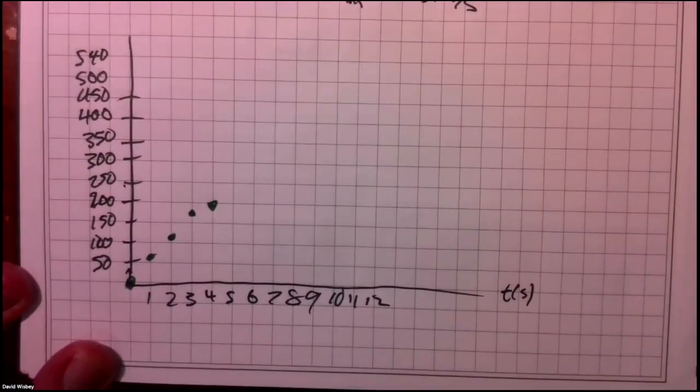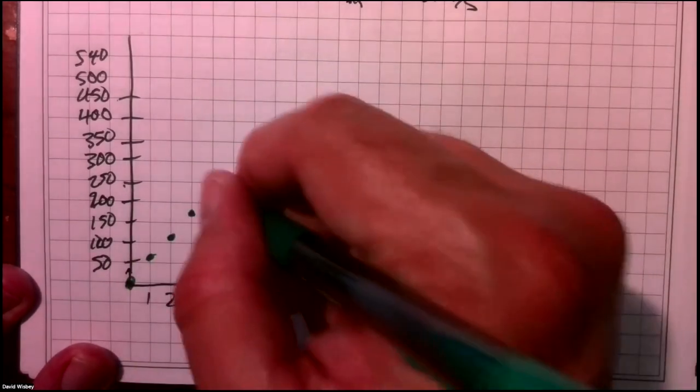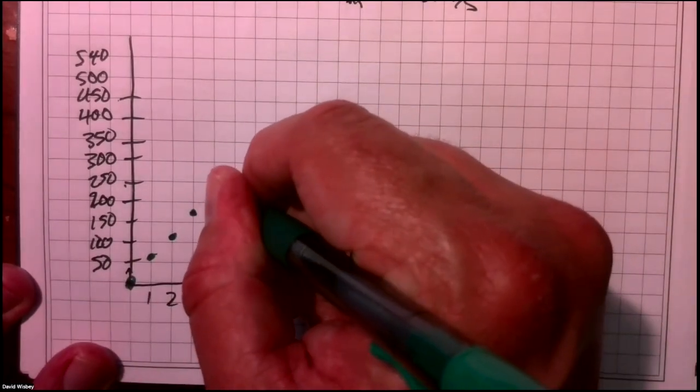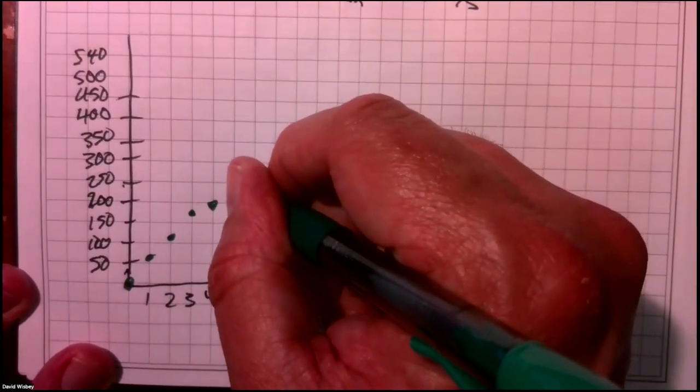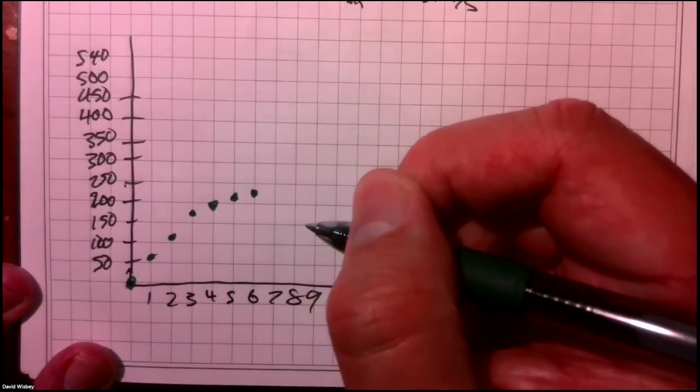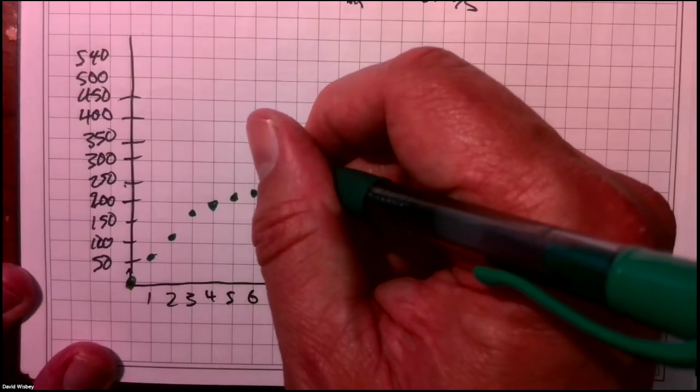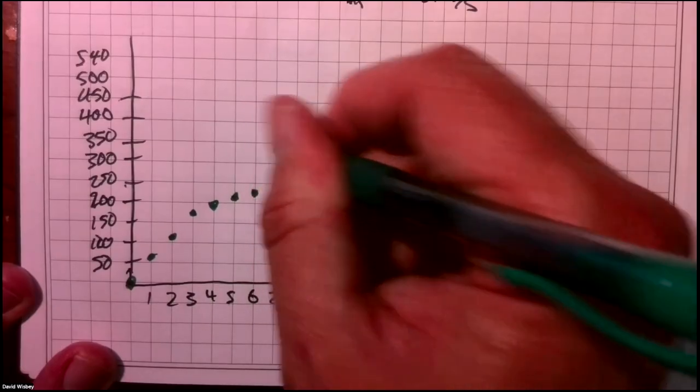Then my next point after 200 will be at 5. It's going to be at 220. Okay, so 5 at 220 is about there. And then at 6, it'll be 240. And then at 7, oh, it looks like it's speeding up. It's going to be at 340. Okay, so it goes right here.